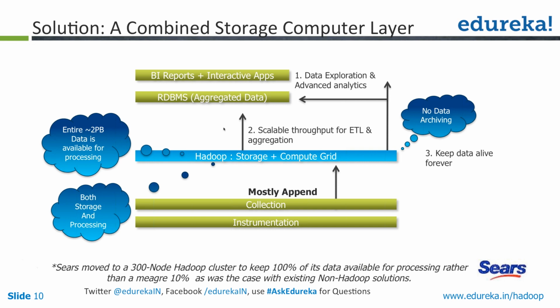What is the key difference between RDBMS and Hadoop? The key difference is that in RDBMS you can only store structured data, and there is an upper limit to the scale of the data which you can store. In Hadoop, you can store any amount of any type of data, any variety of data, and you don't have to worry about the scale of the data.